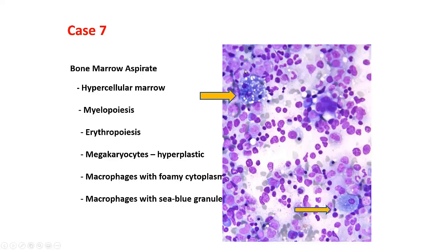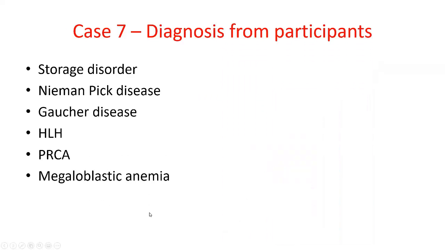Now, this macrophage has got foamy cytoplasm and granules like sea blue histiocytes. This is bluish cytoplasm, but foamy cytoplasm. So we had macrophages with foamy cytoplasm, macrophages with sea blue granules, and the history was there. So the majority of you have given the diagnosis of storage disorder.